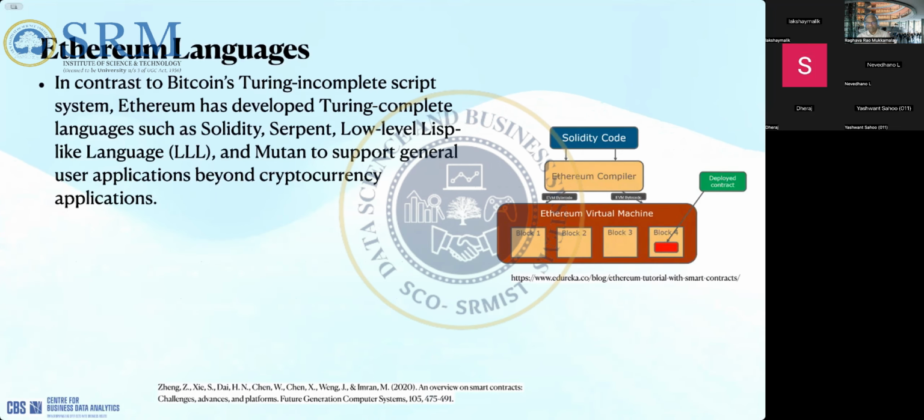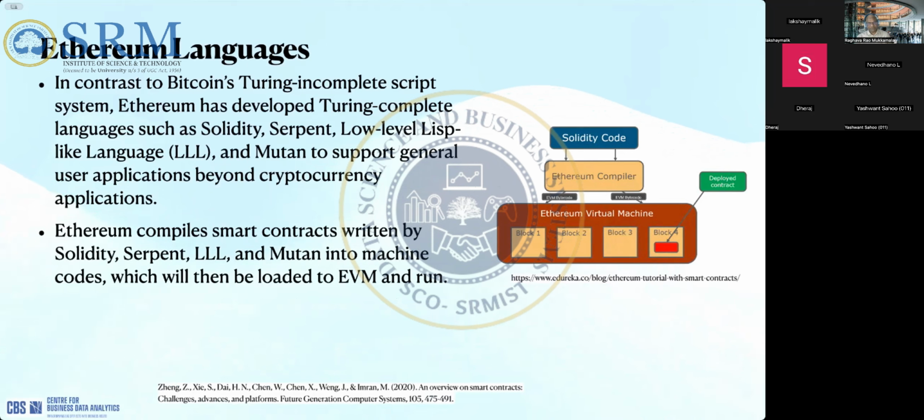So what kind of languages can you use? Solidity is the most used language, and you can also use Serpent. It's like some kind of low-level language and things like that. And Lisp, you can use it, and Mutant. So basically, you can use whatever language you develop in, and Go, you can use Go and JavaScript and other languages also.